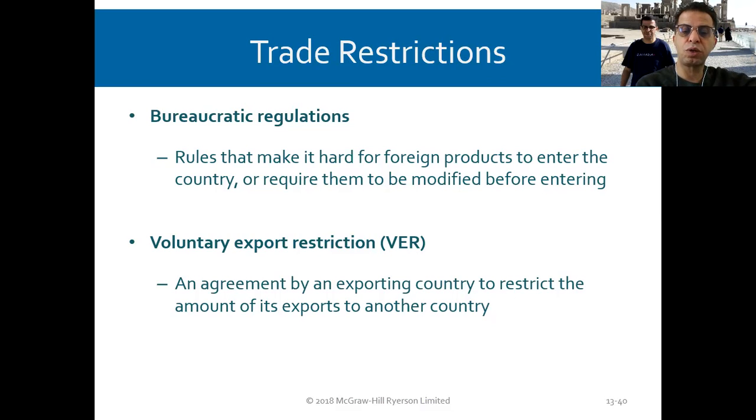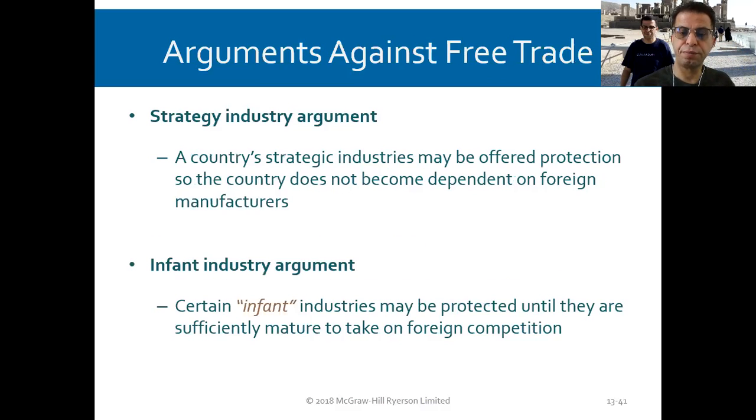And then there is what you call a VER, a voluntary export restriction. It's an agreement by an exporting country to restrict the amount of its exports to another country. So in NAFTA there is an agreement on certain quotas, a certain amount that Canada can export to the USA, and the USA can export to Canada.